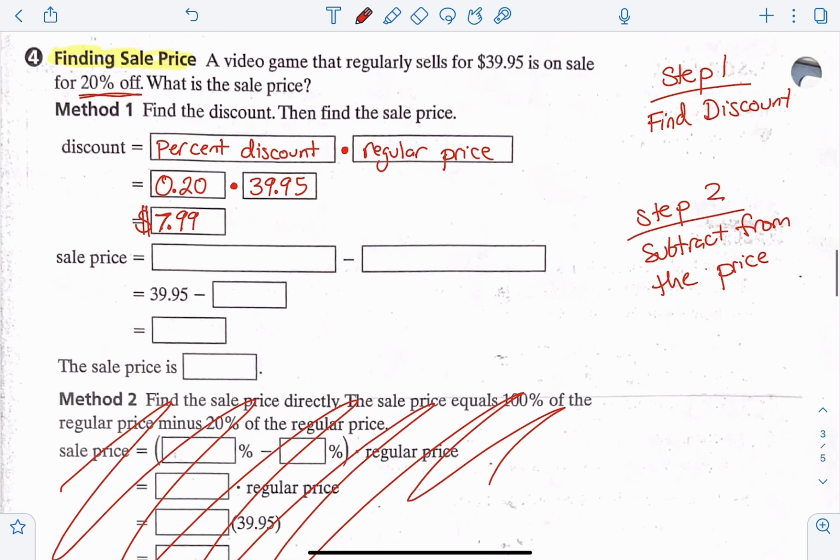Now we're going to find the sale price, which is step 2. So we go regular price minus discount. So we're going to have $39.95 minus $7.99. And we're going to get $31.96. So the sale price, how much it costs when it is 20% off, is $31.96. So again, the markup and the discount are finding that amount, and then the selling price and the sale price are finding how much you would actually pay for it based off of that scenario. So those ones have 2 steps.